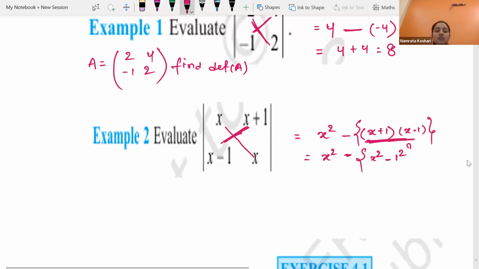Why am I not opening this curly bracket? Because carefully we need to open it. So now we'll be having x square minus x square, and 1 square is just 1, so plus 1. Right? We are going to get just 1. A unique value, a unique solution.